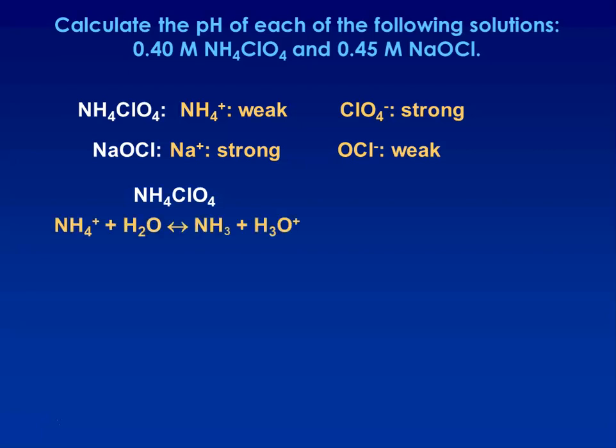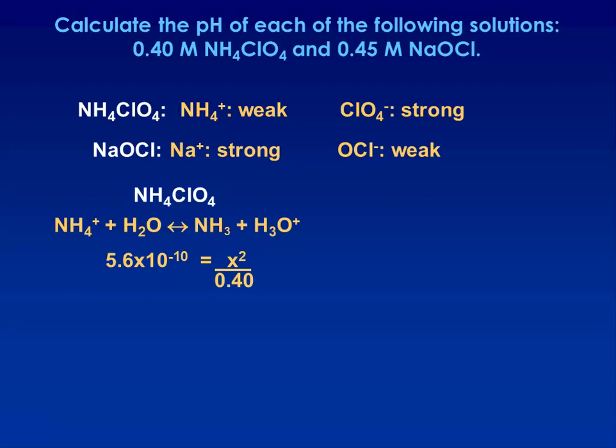If I start with NH4ClO4 and I write an equation showing how NH4 plus can combine with water to produce hydrogen ions, it's acting as an acid, it's going to donate its proton, that would leave me with NH3 and the hydronium ions. I have my Ka value I can get from my chart, 5.6 times 10 to the negative 10th.